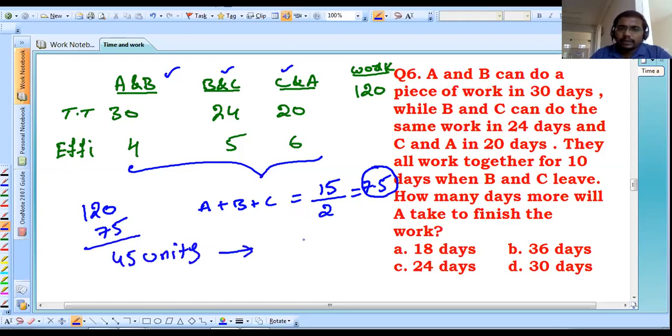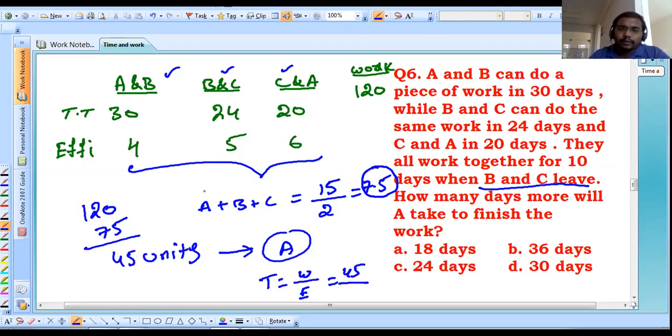The 45 units are completed by which person? A, because they are saying B and C leave the work. In how many days will these 45 units be completed by A? See, I told you, time taken is equal to work by efficiency. You have to write the remaining work, 45, by efficiency.